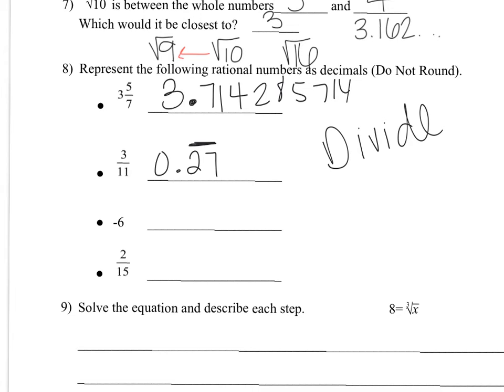Next, -6 can be written as a decimal by putting a decimal. You can't just write a decimal without having a 0 behind it. That's a lovely looking 0 at that. Finally, 2 divided by 15. In your calculator, you do get a 1, but it's the 3's that are the only thing that are repeating. If it is the 3's that are the only thing that are repeating, you need to put a bar over the 3.